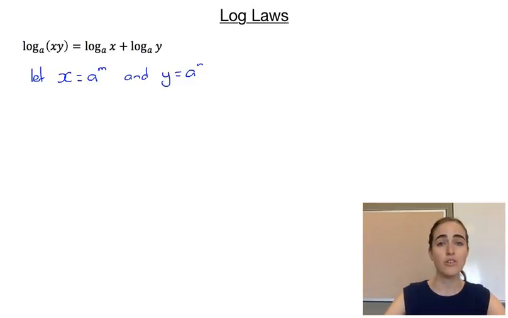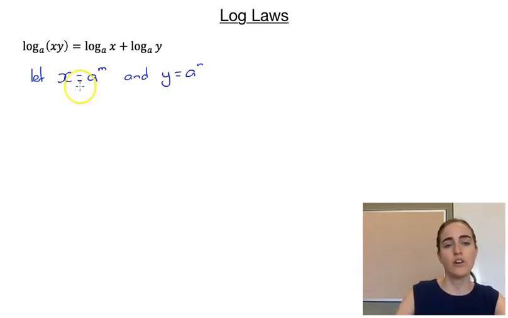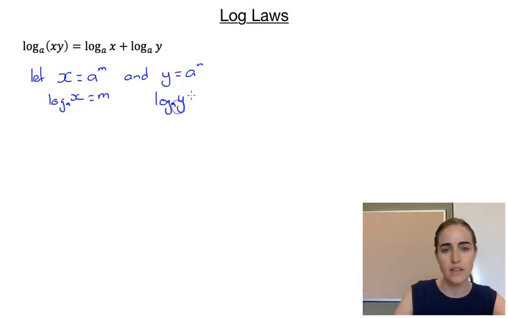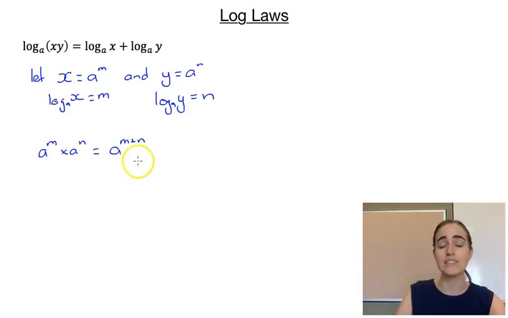To prove our first log law, we're going to start off by letting x equal a to the power of m and letting y equal a to the power of n. If we rewrite both of those in log notation, we'd have log to the base a of x is equal to m, and log to the base a of y is equal to n. Now if we start off with our index law, a to the power of m times a to the power of n gives us a to the power of m plus n. That's the index law that we know.